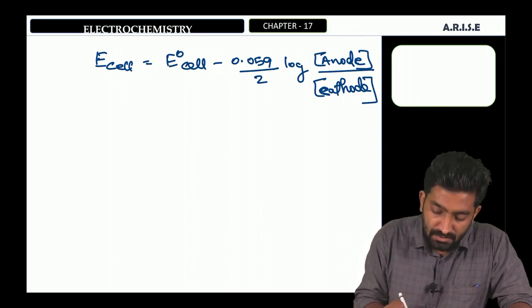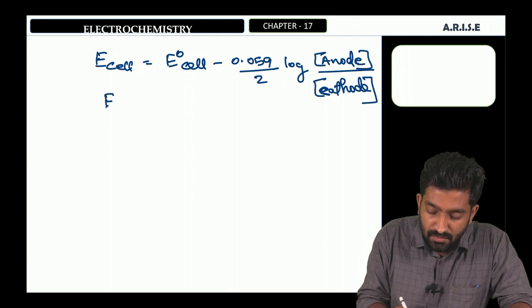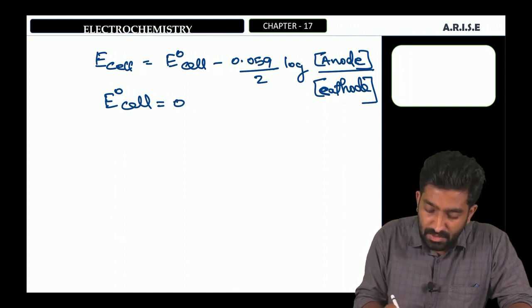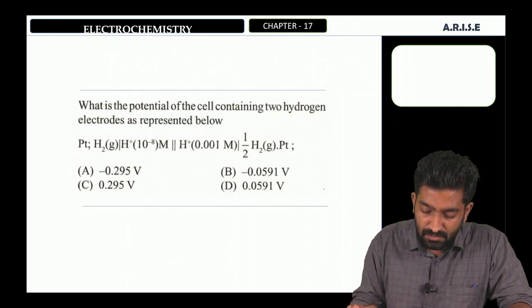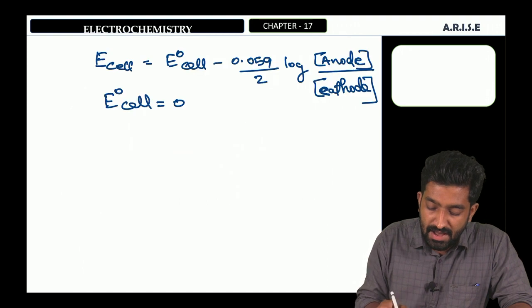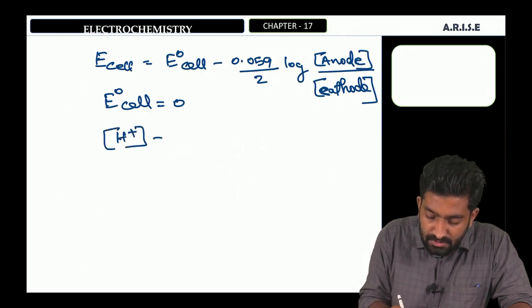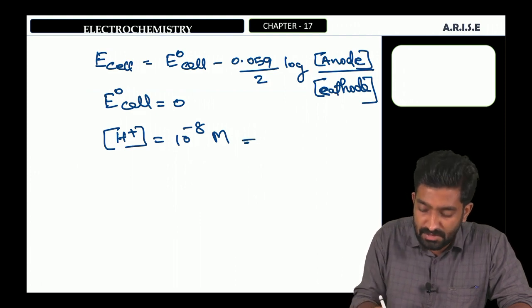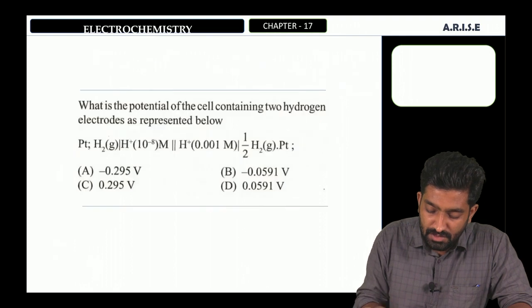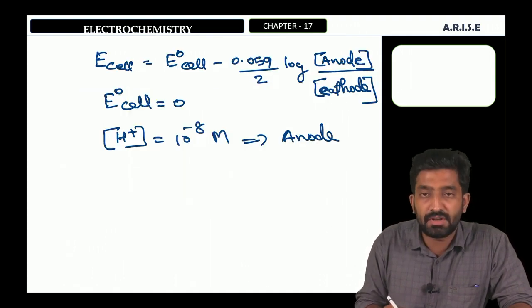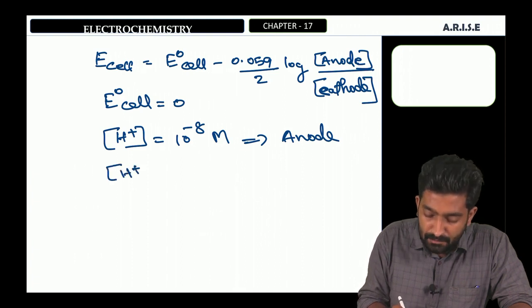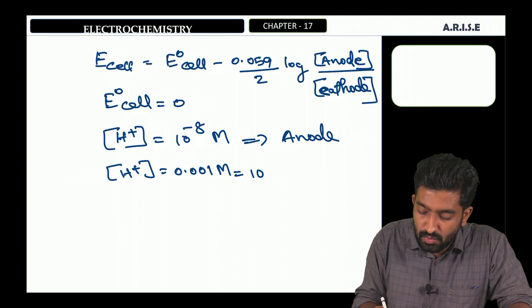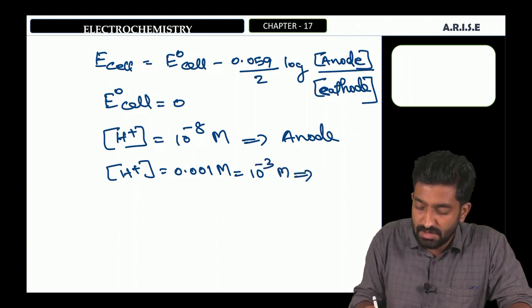Clear? Here we use the hydrogen electrode, therefore E zero cell for hydrogen electrode is equal to 0. The concentration of H plus ions in the anode electrode is equal to 10^-8. Then the concentration of H plus ions in the cathode terminal is 0.001 molar, that is equal to 10^-3 molar.